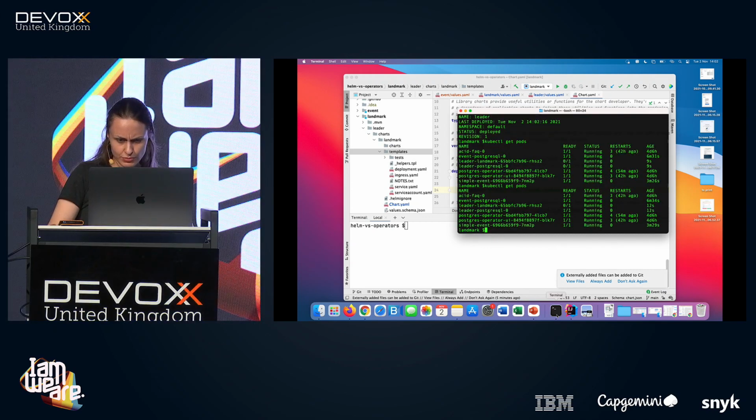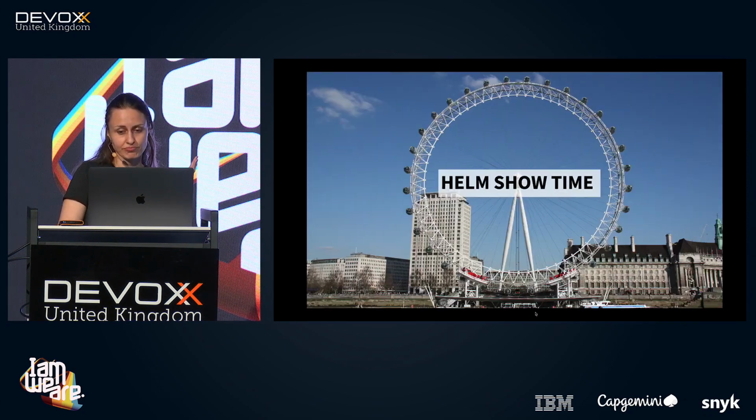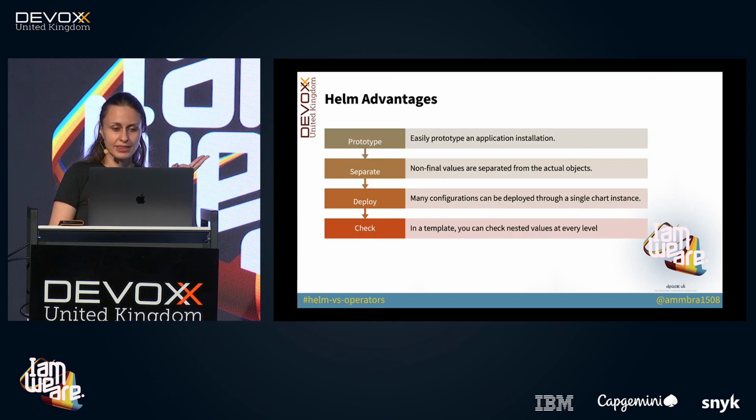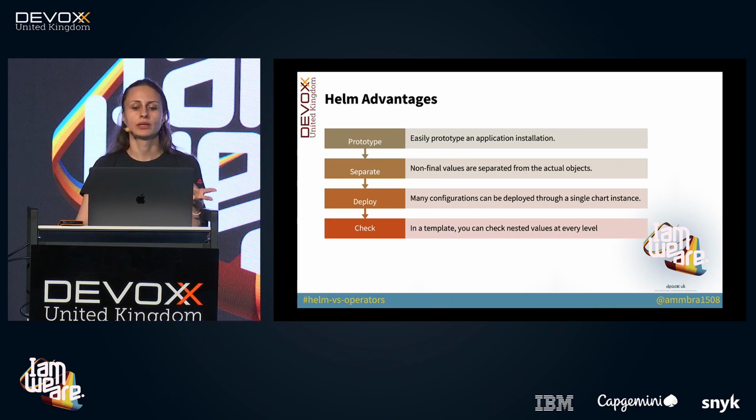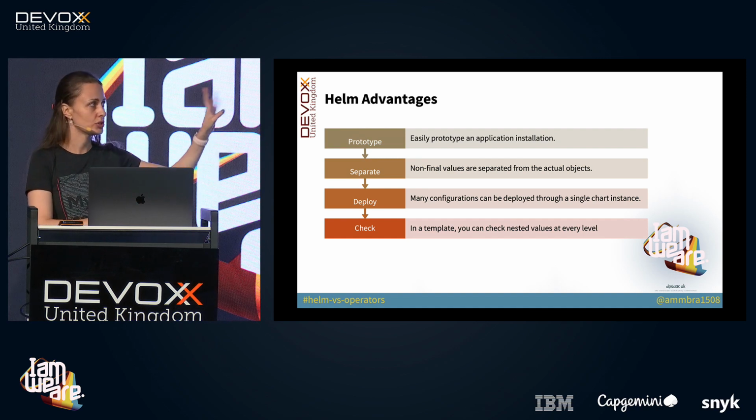So the simplest event is running. The leader landmark is not yet running. Oh, alien landmark is running. So pretty much easy to use the Helm charts with the deployment, right? True. The thing is that Helm comes with some advantages. You can easily prototype an application installation. You've seen that. 2 ways to do that.